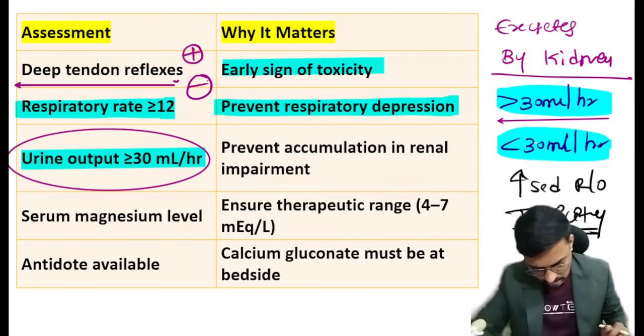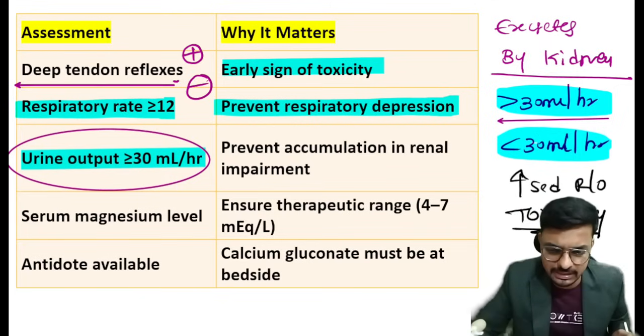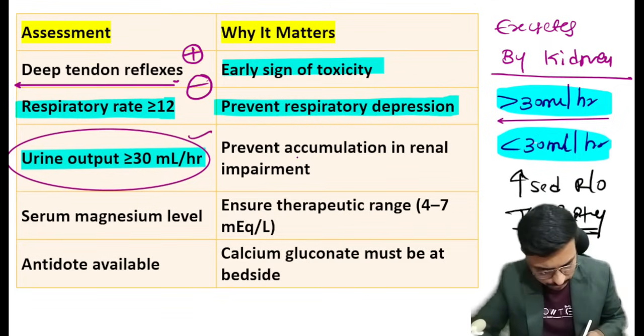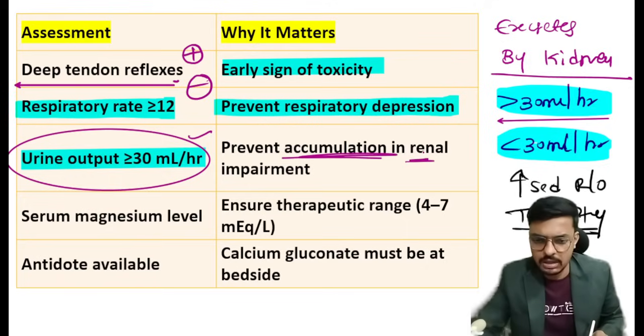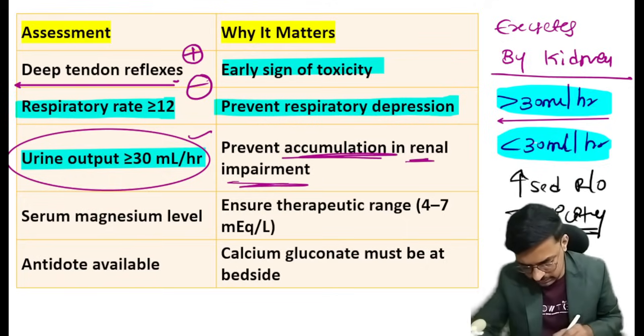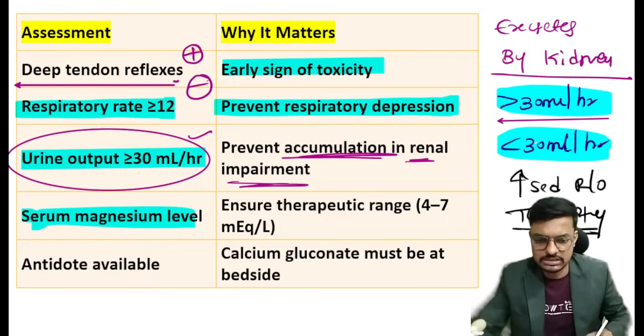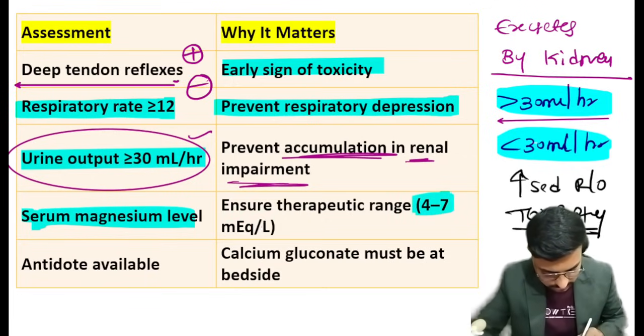Here comes the very important point. If urine output is more than 30 ml per hour, you can give. If it is less than 30, don't give. Why? Because we want to prevent the accumulation of the MgSO4 in the body, right? So very important, please do remember. And we will monitor the serum magnesium level. Normally the therapeutic serum level is 4 to 7 milliequivalents per liter.